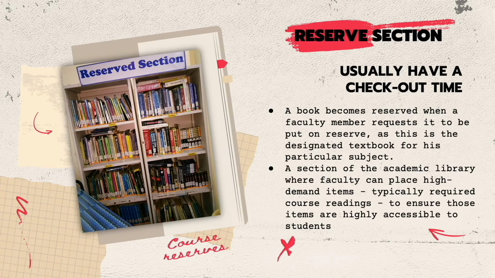We also have a reserve section. A book becomes reserved when a faculty member requests it to be put on reserve, as this is the designated textbook for his particular subject. The reserve collection is a section of the library where faculty can place high-demand items, typically required course readings, to ensure those items are highly accessible to students. Reserve items usually have a checkout time of 2 hours and do not leave the library building.